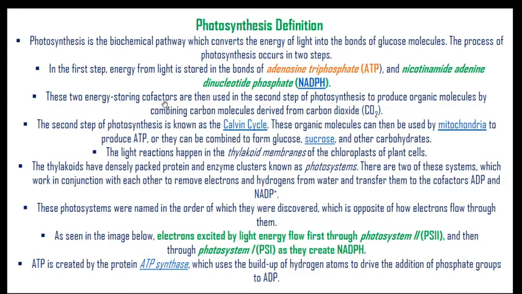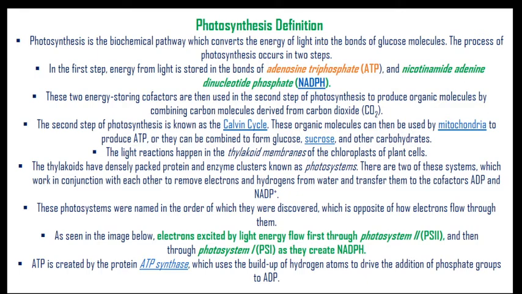These two energy-storing cofactors, ATP and NADPH, are then used in the second step of photosynthesis to produce organic molecules by combining carbon derived from carbon dioxide, that is CO2. The second step of photosynthesis is known as the Calvin cycle. These organic molecules can then be used by mitochondria to produce ATP, or they can be combined to form glucose, that is sucrose, and other carbohydrates.